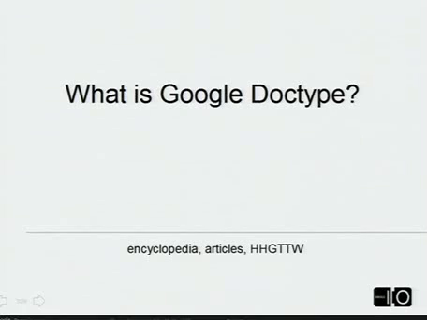So I'm here to talk about Google DocType. What is Google DocType? Briefly, it is an encyclopedia. It is a series of articles. Internally, we referred to it as the Hitchhiker's Guide to the Web, although obviously we had to pick a different name for external publication. But it shares some of that same mentality. If you're a Douglas Adams fan, you remember Hitchhiker's Guide to the Galaxy.